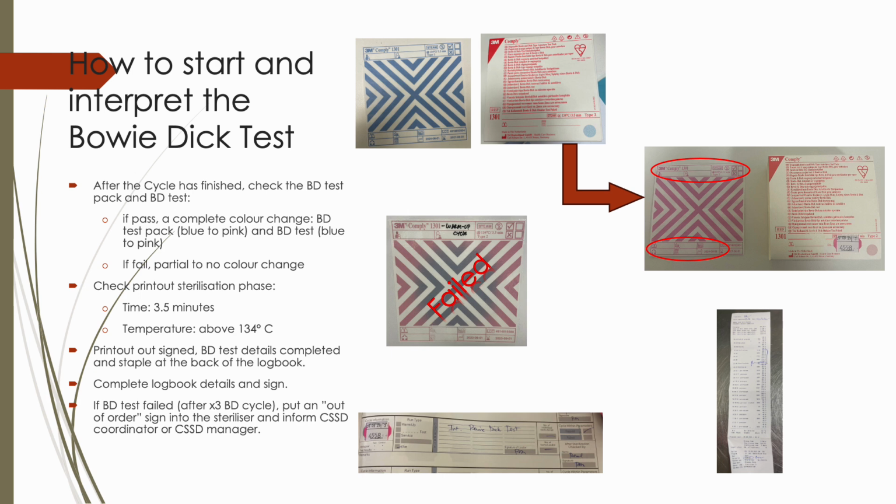And if you experience a Bowie-Dick test fail, run another 2 Bowie-Dick tests to confirm that there's something wrong in the sterilizer. Then put an out of order sign and inform the manager to call the engineer for the sterilizer.